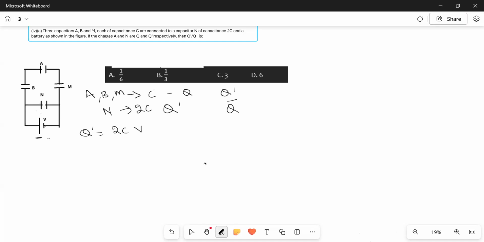Now to find the charge on capacitor A, we need to know what is the potential drop across the plates of the capacitor A. Now since they are connected in series, this potential drop V is equally distributed along the three capacitors. So we get the potential drop across A is V by 3. So the charge Q is C into V by 3, or Q dash by Q is 2CV by CV by 3, that is 6. So the correct option is D.